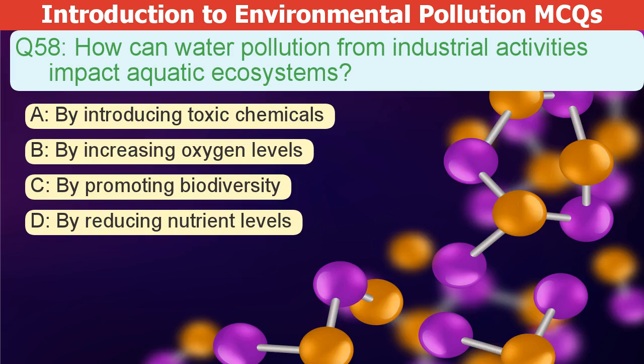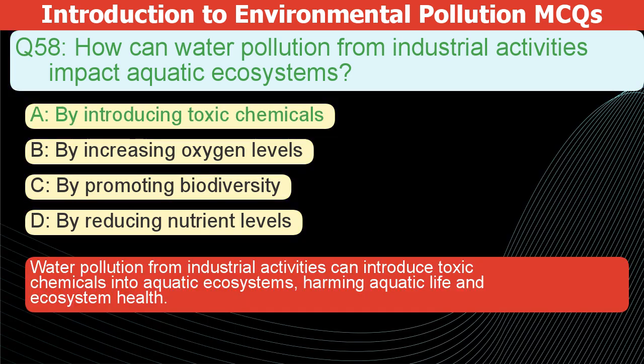How can water pollution from industrial activities impact aquatic ecosystems? A. By introducing toxic chemicals. B. By increasing oxygen levels. C. By promoting biodiversity. D. By reducing nutrient levels. The correct answer is A. Water pollution from industrial activities can introduce toxic chemicals into aquatic ecosystems, harming aquatic life and ecosystem health.